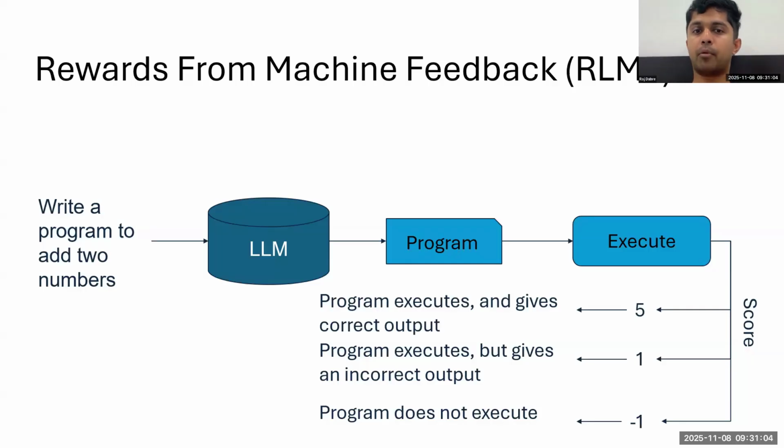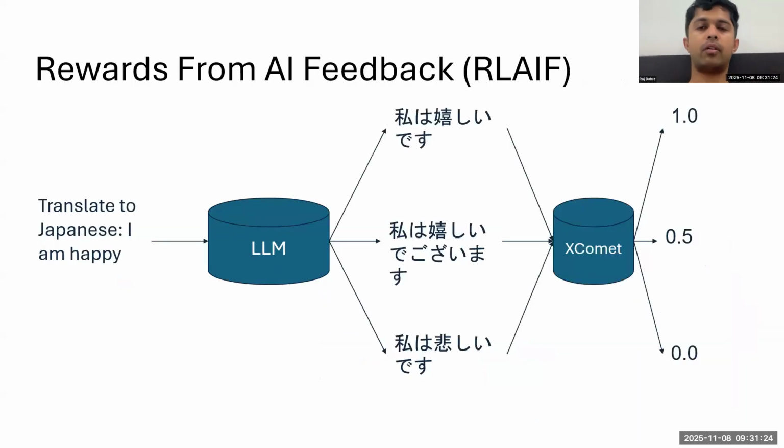So for example, if the program executes and gives the correct output based on some test cases, then you give a high score of 5. If the program executes, but it does not give the desired correct output, or it misses some test cases, then you give it a low score, which is 1. But if the program does not execute at all, this is an undesired output, so you'll give it a score of -1. Very straightforward. You just rely on an external execution.